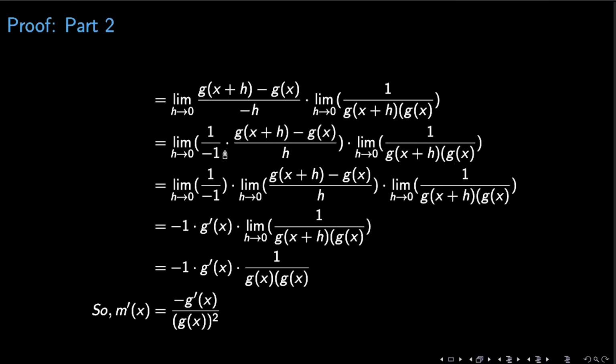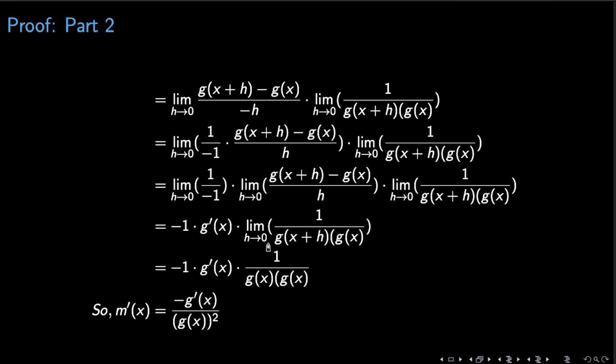This is basically splitting the limit once again. And what is the limit of a constant? That's just the constant itself. So 1 over negative 1 is negative 1. The limit as h approaches 0 of negative 1 is just negative 1. This is, remember, the limit definition for the derivative of g of x. So we get g prime of x times the limit as h approaches 0 of 1 over g of x plus h times g of x.